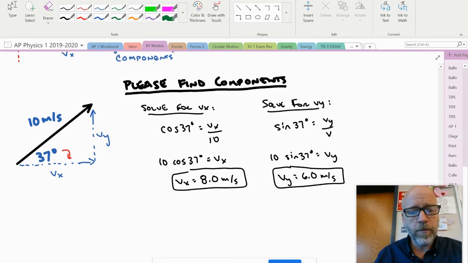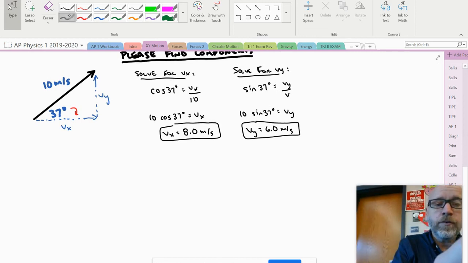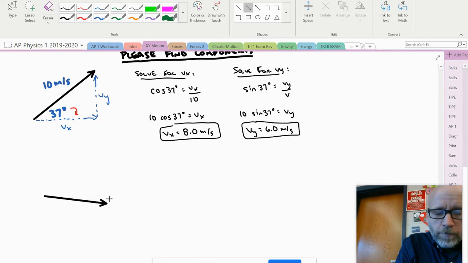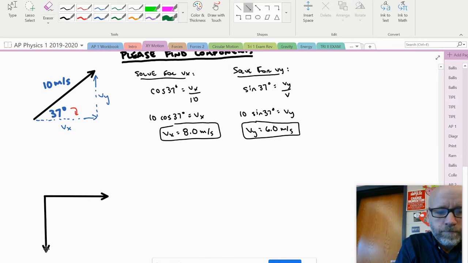Another thing that we can do with basic trig is if we have two vectors, let's say we have an object that has a velocity in the x direction, and a velocity in the y direction. Right now, I have these as tail to tail.